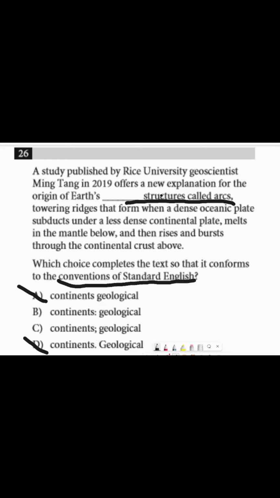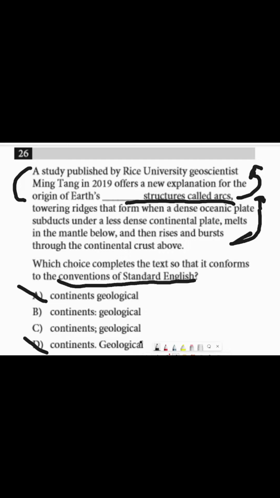Why? Because geological structures called arcs needs this clause for it to work properly, right? So therefore, it cannot be D because it just fragments the sentence, and all this extra stuff just explains and helps out the main clause of this text, our main purpose of this text, right?